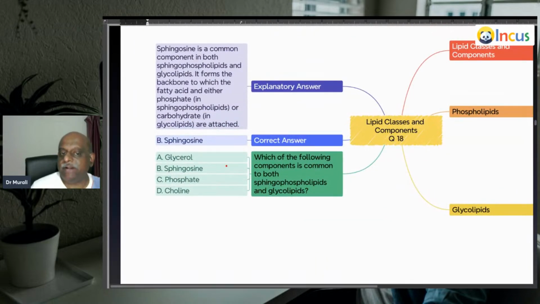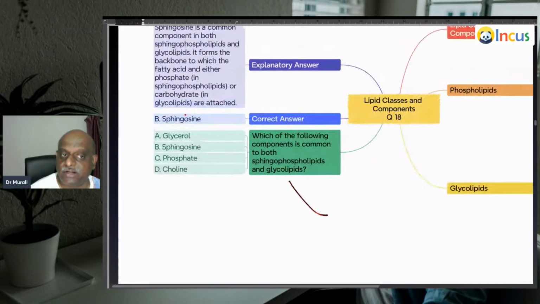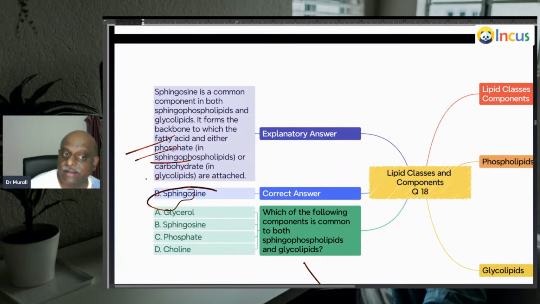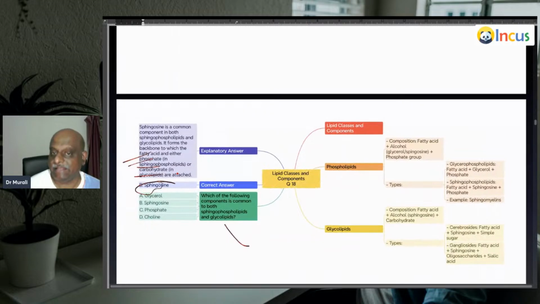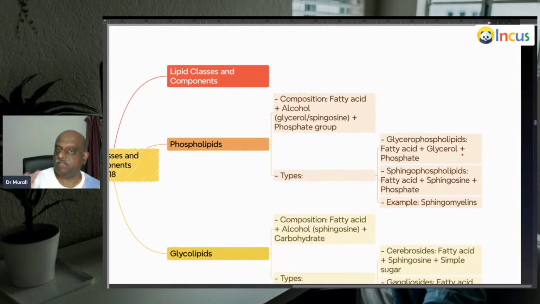So what is the component which is common to both sphingolipids and glycolipids, doctor? It is the sphingosine. It forms the backbone to which the fatty acid and either phosphate, in case of sphingolipids, or carbohydrate, in case of the glycolipids, get attached. So what is the composition of phospholipids? Fatty acid plus alcohol, which can be glycerol or sphingosine, plus phosphate.